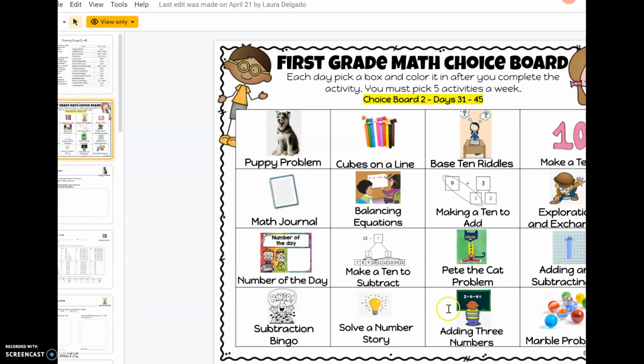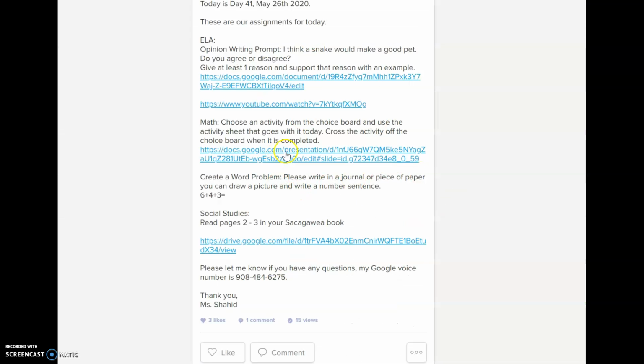Also adding 3 numbers. So remember, it's always easier to add doubles, or it's easier to add one more. It's easy to make 10 while adding 3 numbers. So pay attention to what the numbers are and decide what strategy you're going to use. Please also make sure you're always showing your work in math. We don't have anything for science today.